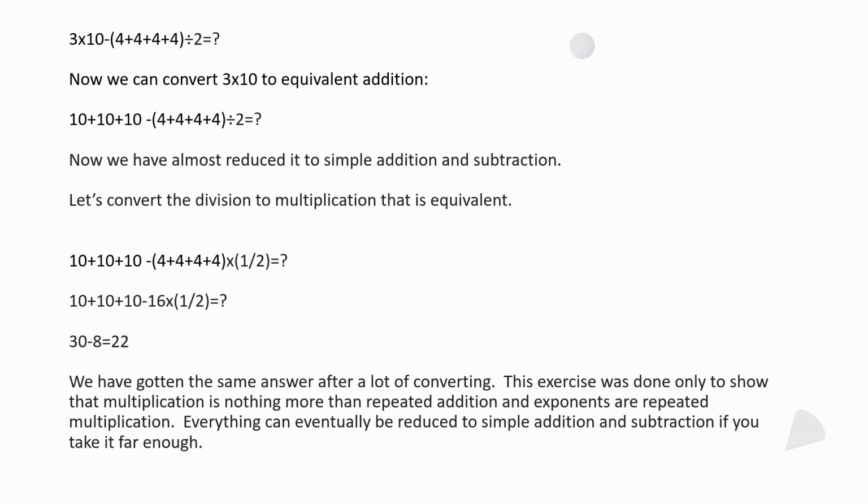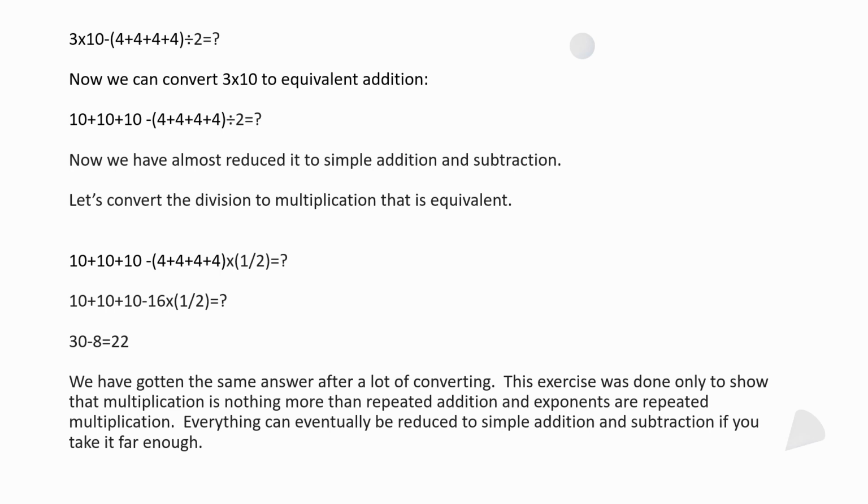Just remembering that we got to do multiplication first, but we need to take our 16 times a half, right? So now look what we have, and then once we've done that, we can add our 10 plus 10 plus 10. So 10 plus 10 plus 10 is 30. Our 16 times a half was 8. Keep in mind, we got that minus sign in there. We got to keep that. So it's 30 minus 8 equals 22. So you see, we've gotten the same answer after a lot of converting.